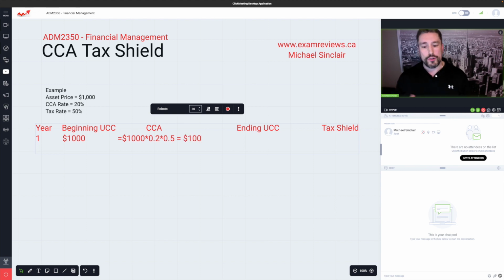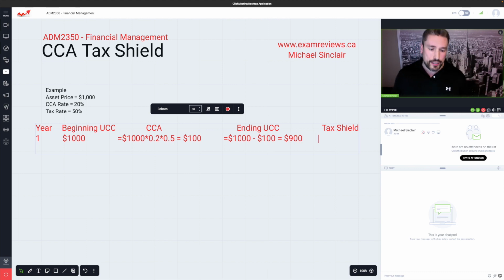Basically, over the course of this year, we're going to reduce the value of that asset by $100. So at the end of the year, our new unused capital cost: we started with 1,000, we subtract the 100, the depreciation for the year, and we're left with 900.